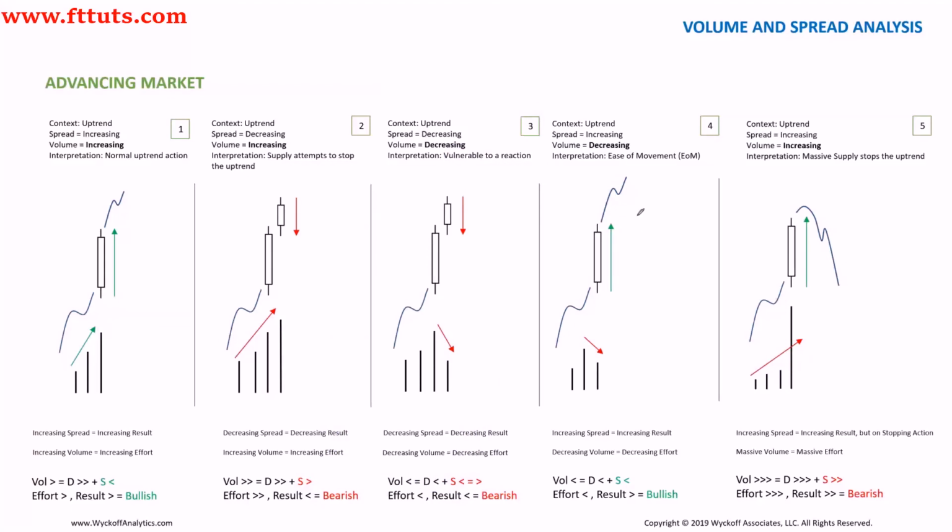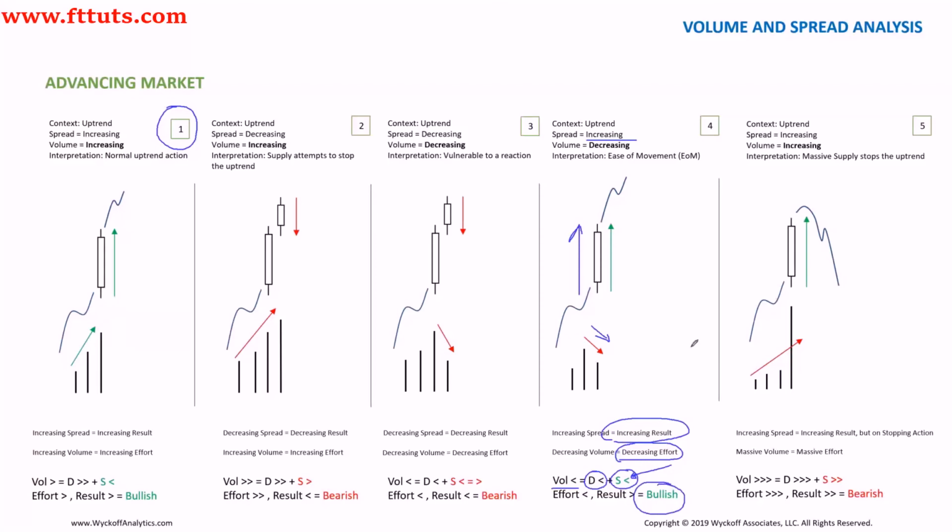Number 4, increasing spread and decreasing volume signature. So it's different than scenario number 1. How do we interpret this? Increasing result in the uptrend, we're having a big spread to the upside on the decreasing effort. So this decreasing effort suggests a decrease of the demand together with the decrease of the supply. And it's this decrease of the supply that makes it a bullish scenario.